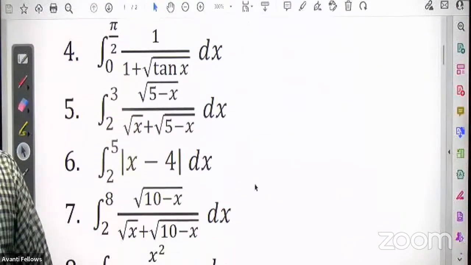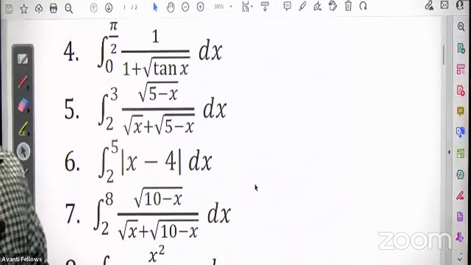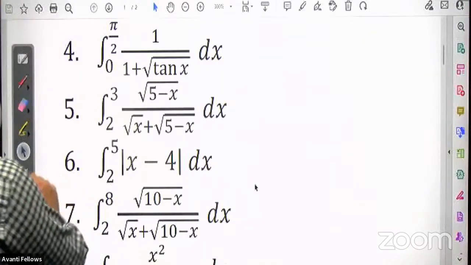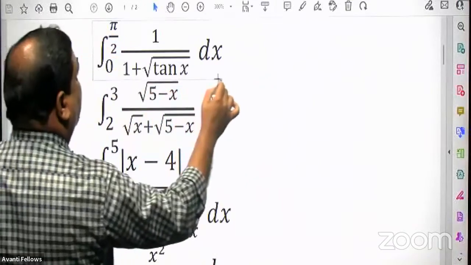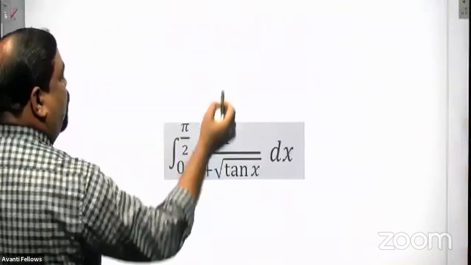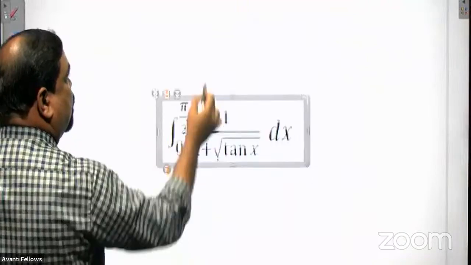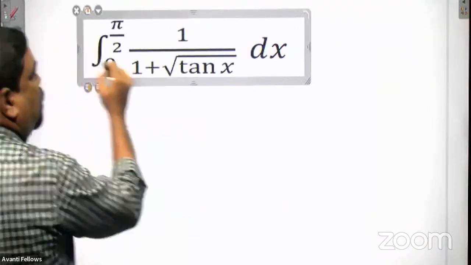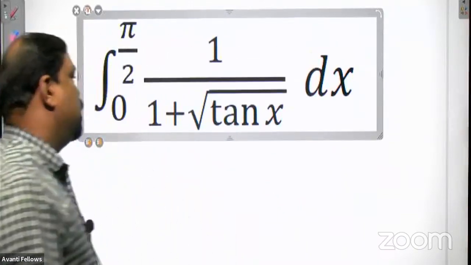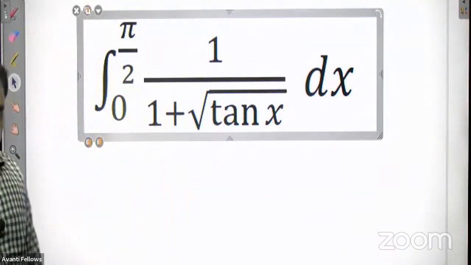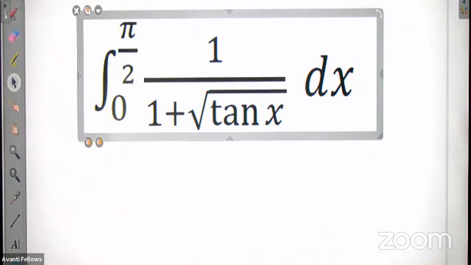Integral from 0 to pi by 2 root of 1 plus tan x dx.